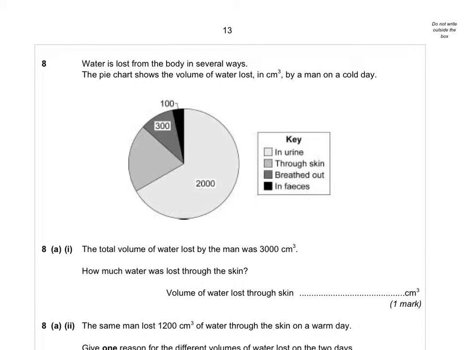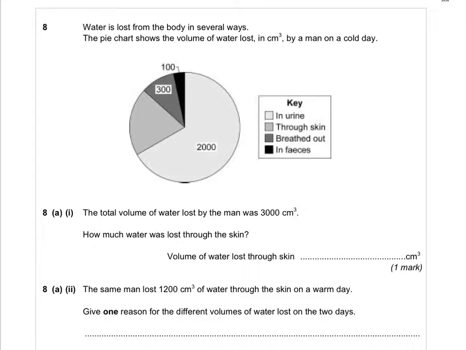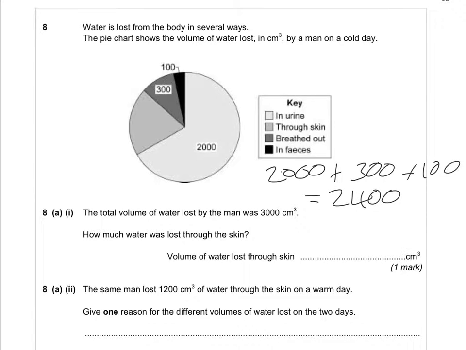Next one, 8A part 1. The total volume of water lost by the man was 3,000 centimetres cubed. How much water was lost through his skin? Well, what we need to do here is add up the amounts of the ones that we can see. So we've got 2,000 being lost in urine, 300 is being breathed out, and then 100 is lost in faeces. So if we add those up, we've got 2,000 plus 300 plus 100, which gives us 2,400. We know that the total volume of water lost is 3,000, therefore 3,000 take away 2,400, it's going to leave us with 600. So your answer was 600 centimetres cubed.